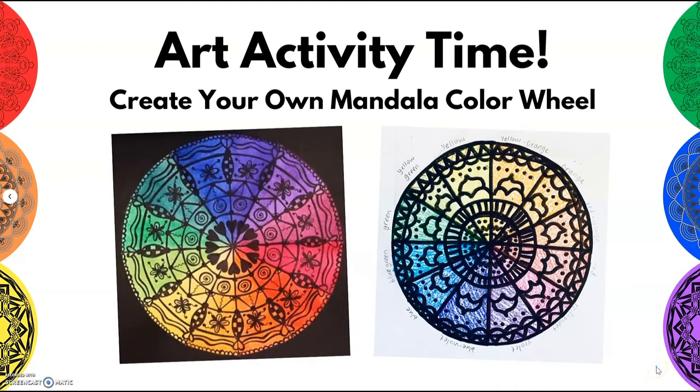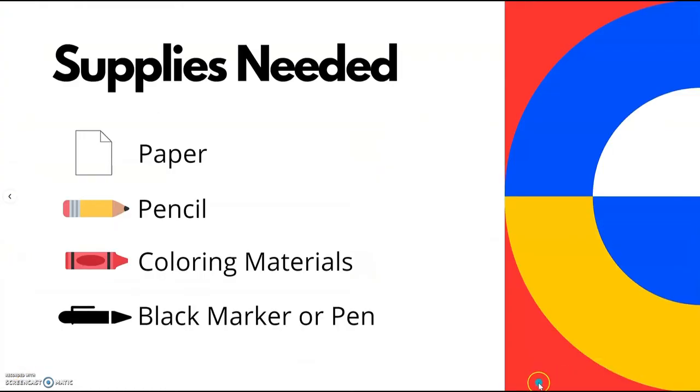Before we get started and I show you step by step, go ahead and grab these supplies. We need a piece of paper. I also used a pencil, some coloring materials, and a black marker or pen. For your coloring materials, make sure you at least have your primary and secondary colors. It's okay if you don't have the tertiary colors, because you can always blend with your coloring materials. Or if you prefer a more simple color wheel design, you could only use primary and secondary colors. Alright, let's go ahead and get started.